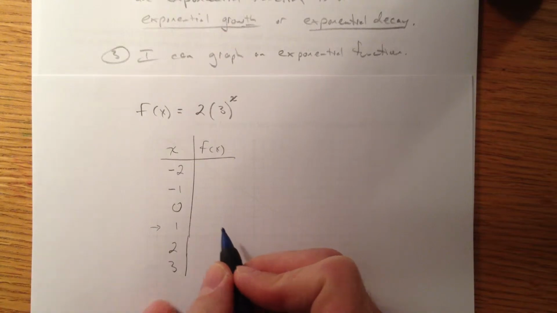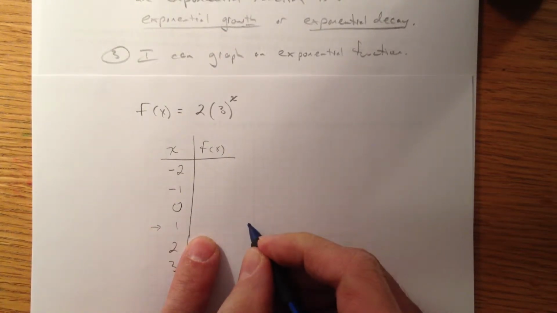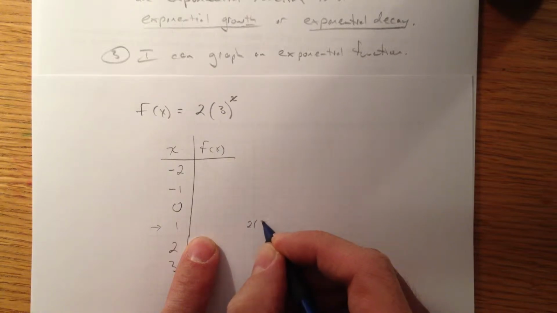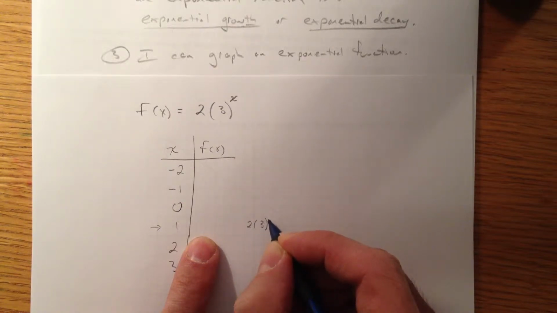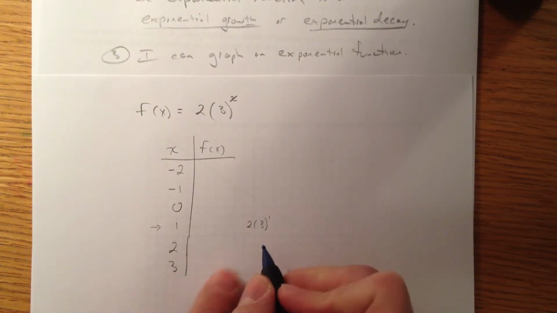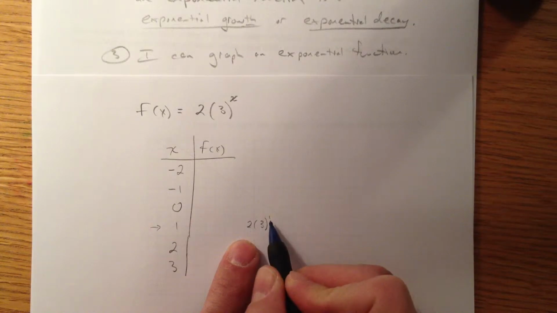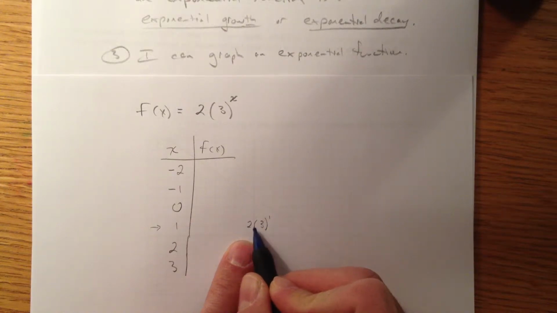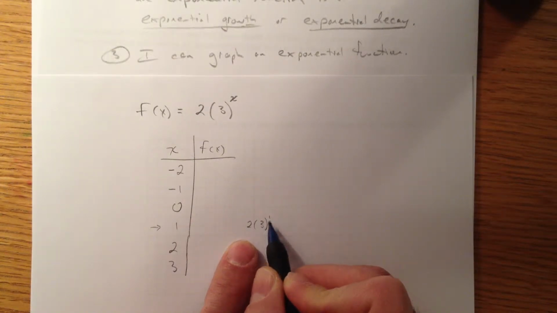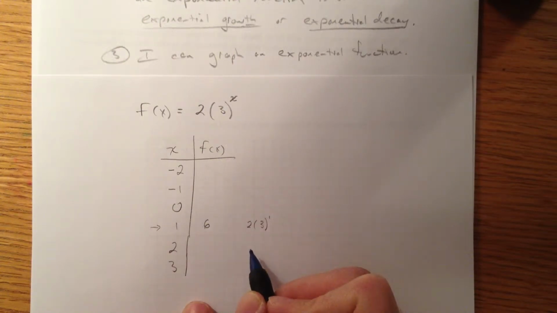So f of x, let's see, I'm going to think these through. You can do this along with me. It's good to think as I'm thinking, right? Don't just write down what I'm saying. You should write down what I'm saying so you have it in your notes, but try and think ahead. Okay, so if the input is 1, 2 times 3 to the 1, that's going to be 6. But what if the input is 2?